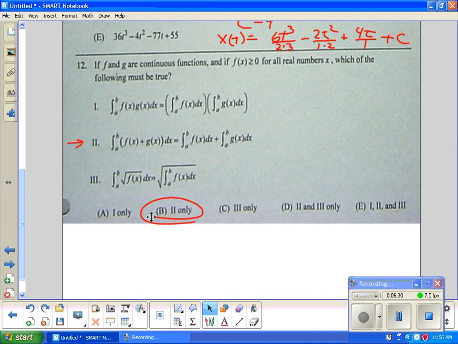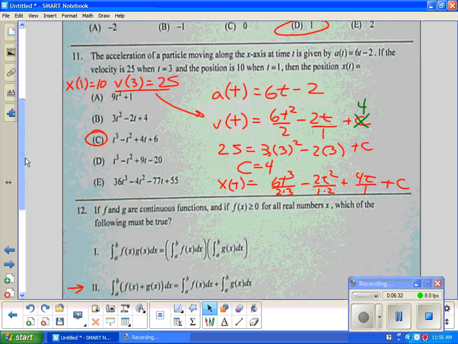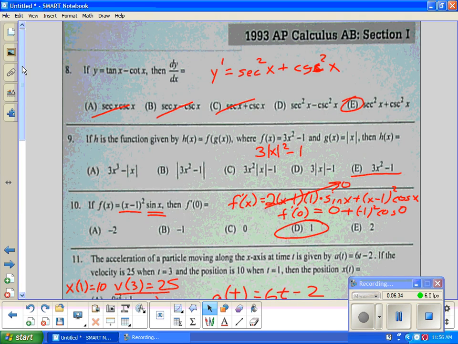again, these are questions 7 through 12 on the 1993 AP Calc exam.